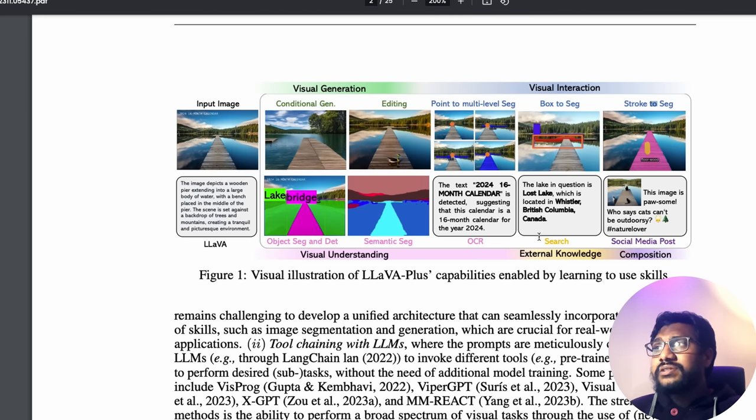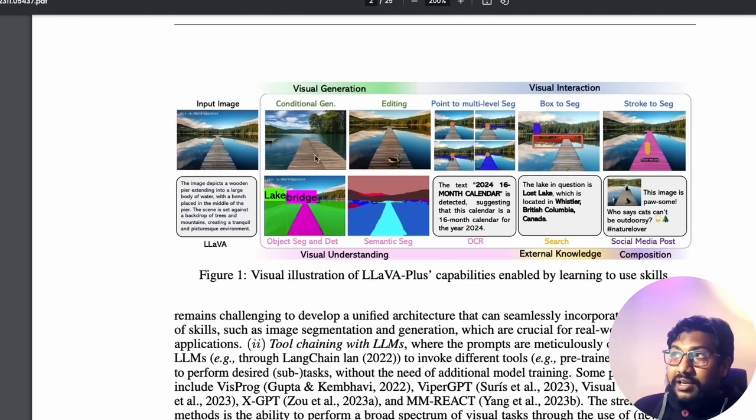There are certain places where this can be really helpful. For example, you can use it for object segmentation and detection. Okay, where is the lake? Where is the bridge? Semantic segmentation: you don't have to specifically say what it is, you just let it do the segmentation. OCR, just extracting text. Search, where you combine it with external knowledge and then ask where this particular place is. Use it for social media posts.